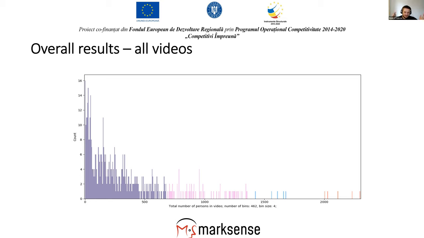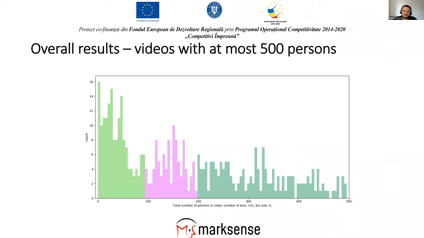And there's a general split between indoor and outdoor activities. It is clear that most indoor activities will have fewer than 500 people detected, and outdoor activities will generally tend to have hundreds or thousands of people due to the fact that there is a lot more space outdoors. Then we made a histogram and clustered only the videos with fewer than 500 persons. And here we found three distinct types of activities.